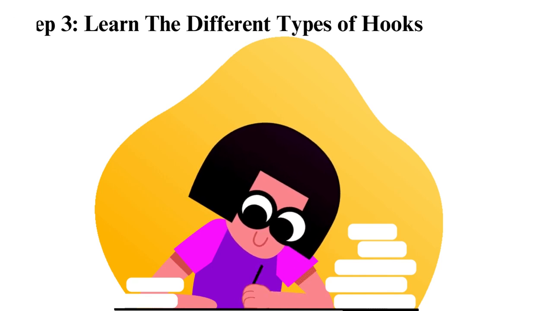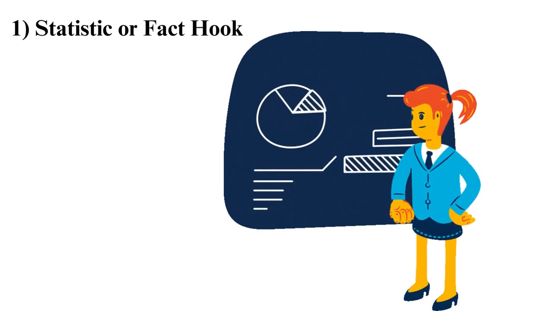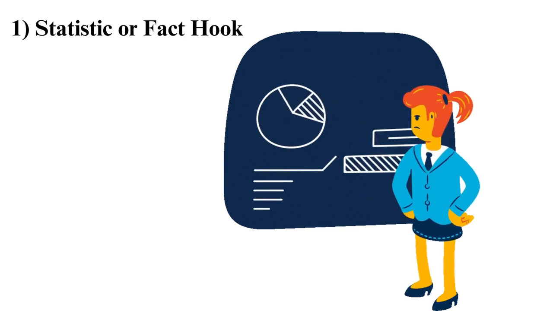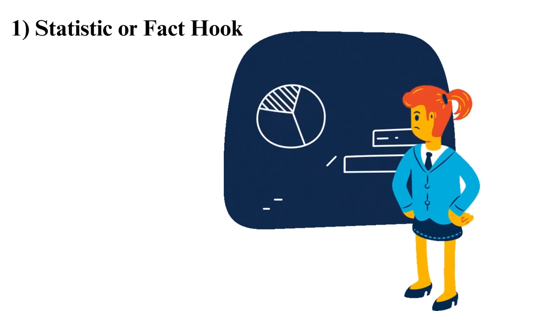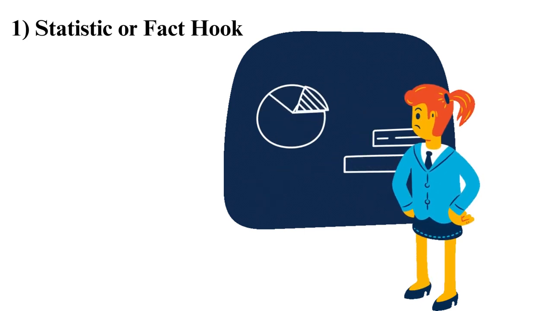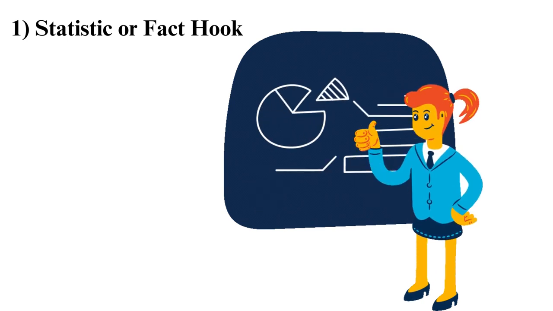Namely, 1. Statistic or fact hook. In a statistic hook, you provide a fact related to the topic. It is common in informative essays. The fact arouses the reader's interest, making them attached to your paper. Also, it makes them trust you more because of being objective. The best way to express the fact is by using percentages, numbers, or decimals.